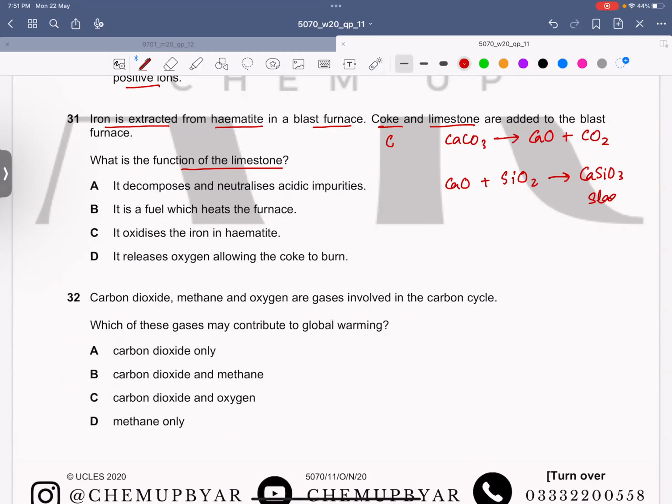It decomposes and neutralizes the acidic impurities. Is this correct or wrong? It is the fuel which heats the furnace? No, that is completely wrong. It oxidizes the iron in the hematite? No, it doesn't react with the iron. It releases oxygen, allowing coke to burn? No, it releases carbon dioxide, not oxygen.